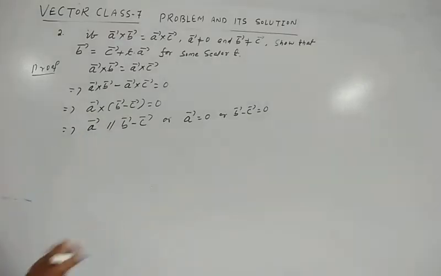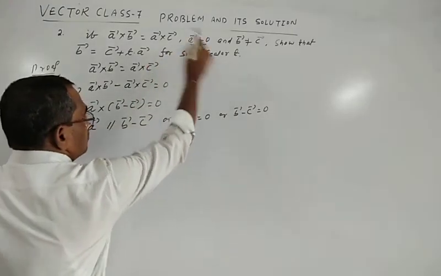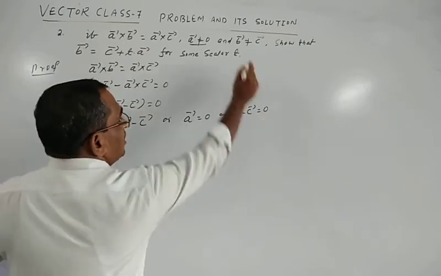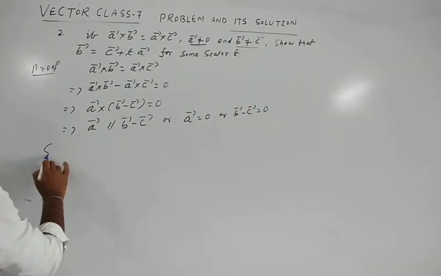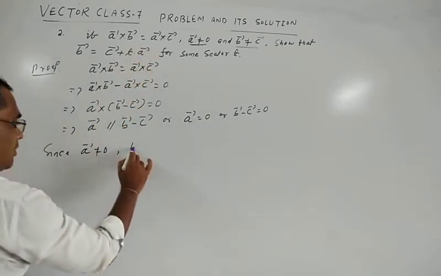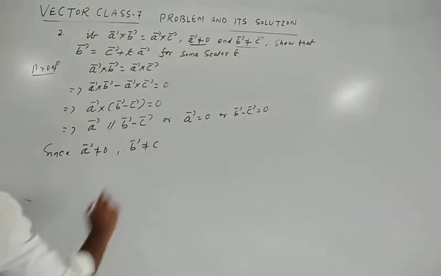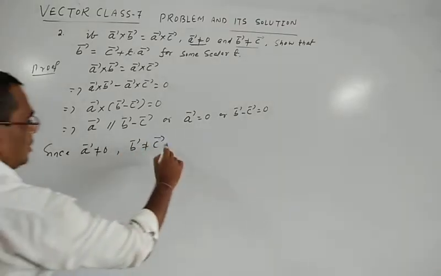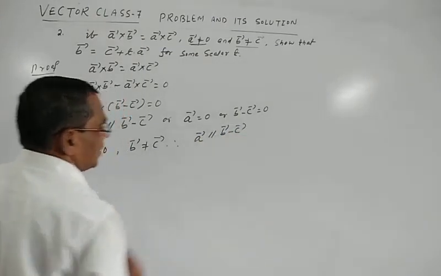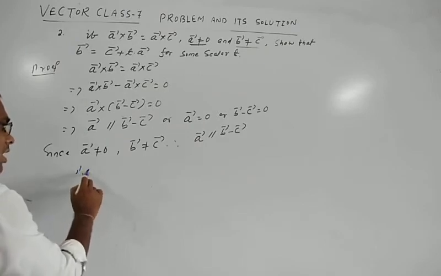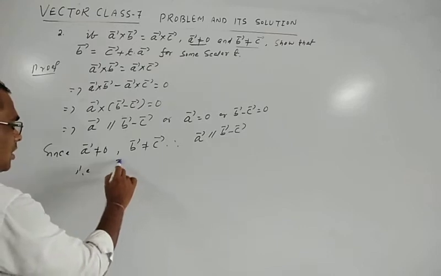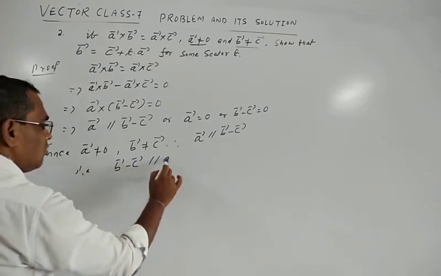That means the zero vector. Since a vector is not equal to 0, and b vector minus c vector equal to 0 would mean b is equal to c vector, but here it is given b not equal to c. Since a not equal to 0 and b not equal to c vector, therefore a vector must be parallel to b vector minus c vector. That is, a vector is parallel to b vector minus c vector, or you can say b vector minus c vector is parallel to a vector.